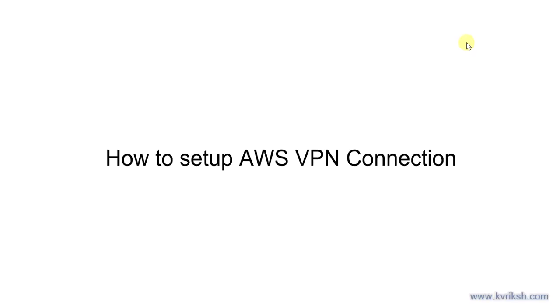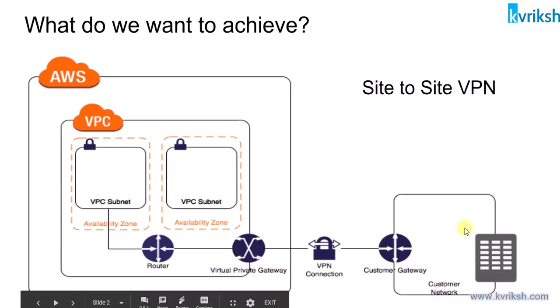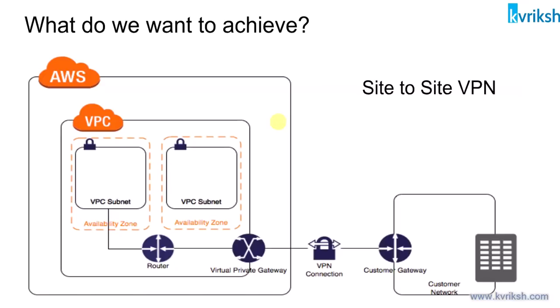In this video, we are going to see how to set up an AWS VPN connection. As you know, AWS provides an option to us where we can set up a private network connectivity between an on-premises data center and an AWS VPC. And for doing this, there are a couple of options. One is a VPN connection and the other is Direct Connect. So here we'll see how to do that using a VPN connection.